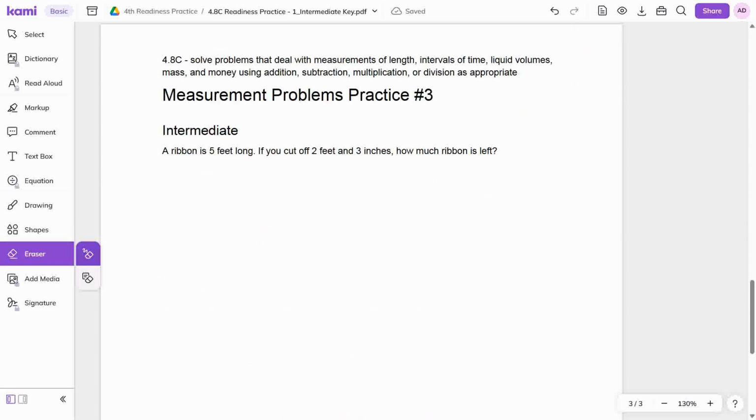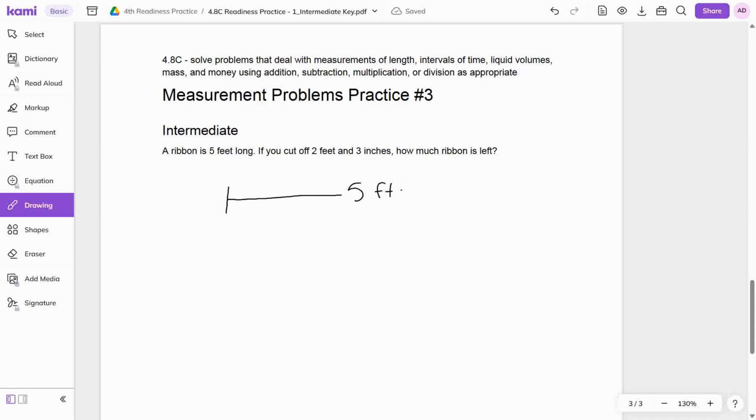So for our third problem, we have to convert units of measure. So we have a ribbon that is 5 feet long. All right, so that's going to be our whole. And then if we cut off 2 feet 3 inches, how much ribbon is left? All right, well, if I cut off 2 feet 3 inches, that's one part. What's my other part? Now, here's my problem, is you can't really subtract it like this, because this is what it would look like if we wanted to subtract. You can, you just have to think about it slightly different.